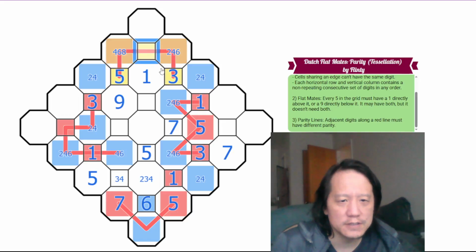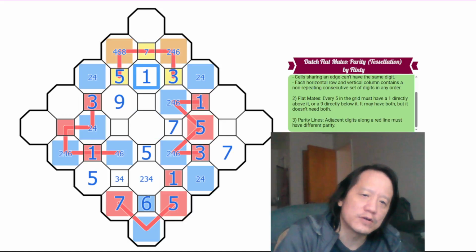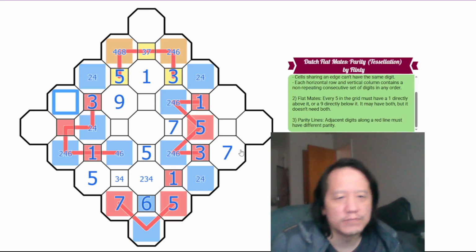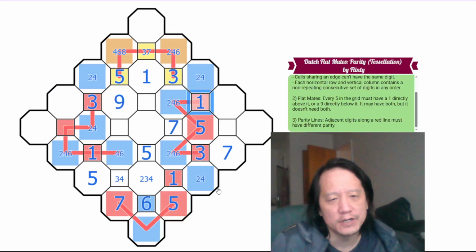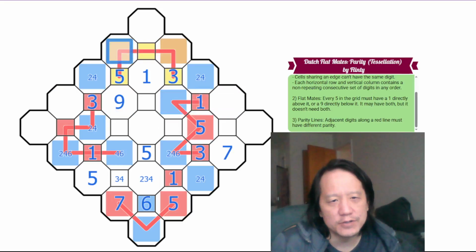8, 7, 6 works. 6, 4, 5 does not work. 2, 3, 4 does work. Oh, this was a contradiction. We had a 9 and a 1 here in this row. And that's the contradiction. So now we know this can't be 5.